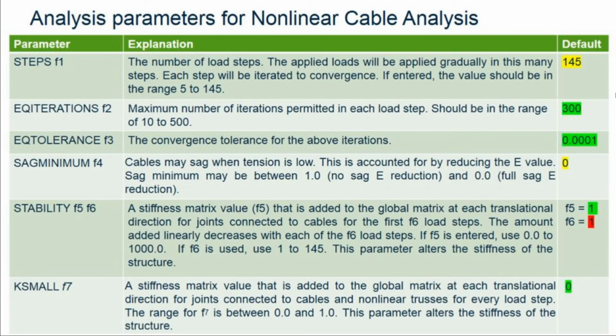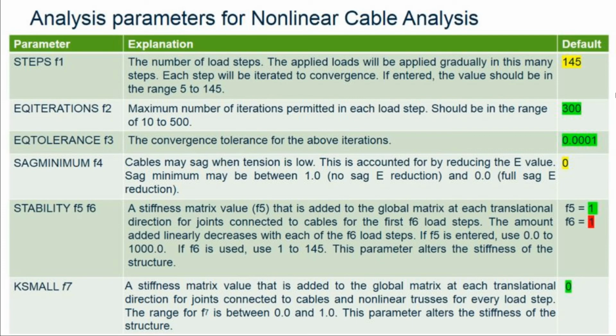This has two parameters, F5 and F6. Stability is a stiffness matrix value, F5, that is added to the global matrix of each translation direction of joints connected to cables for the first F6 load steps. The amount added linearly decreases with each of the F6 load steps. If F5 is entered, use 0 to 1000. If F6 is used, use 1 to 145.